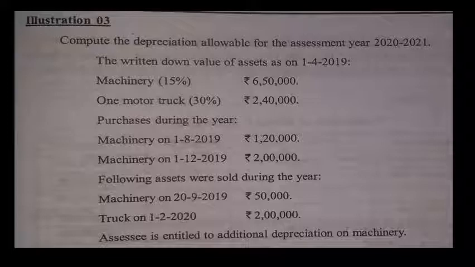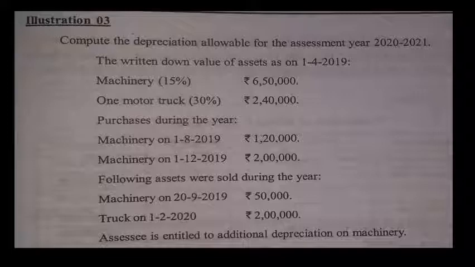The written down value of assets as on 1st April 2019. There are two assets: machinery, which carries 15% rate of depreciation, its written down value 6,50,000, and one motor truck at 30% rate of depreciation and its written down value rupees 2,40,000. Next, purchases during the year 2019-20. Machinery purchased on 1st August 2019, 1,20,000. So it was purchased in the month of August and cost 1,20,000.